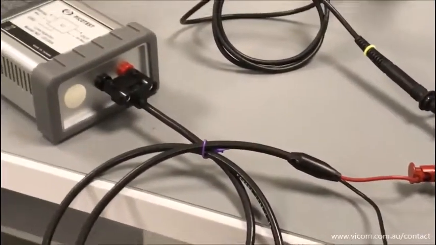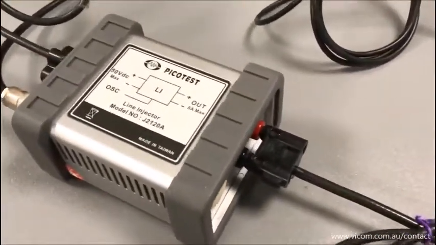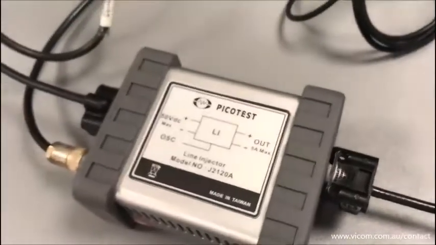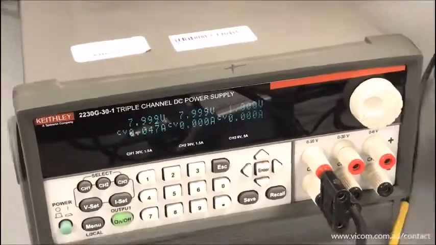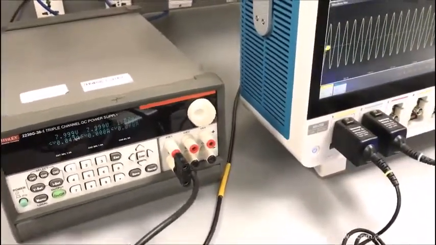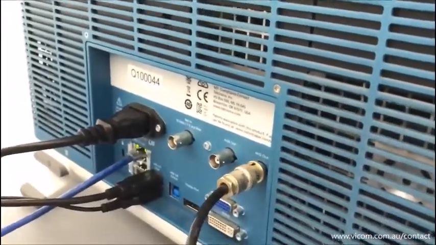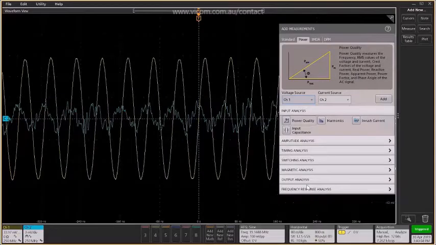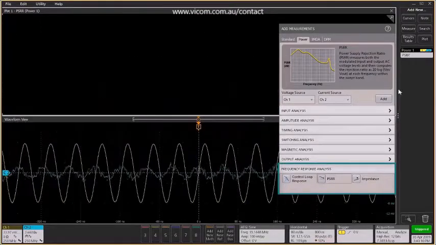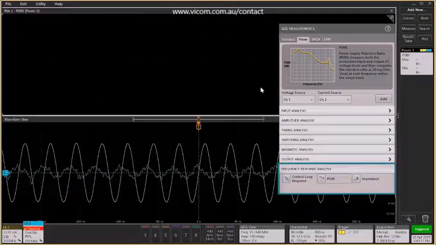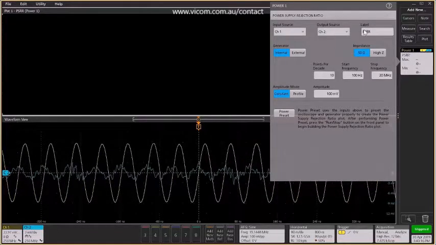The injection transformer, the J2120A, is very well suited as it combines the DC and the AFG input, AC plus DC, to be fed, and is powered by the Keithley power supply. The output of the 5 or 6 series MSO optional AFG is fed through the injection transformer to the DUT, and on the power measurement tab we have the PSRR, and the capabilities are exactly the same as we saw in the control loop response.